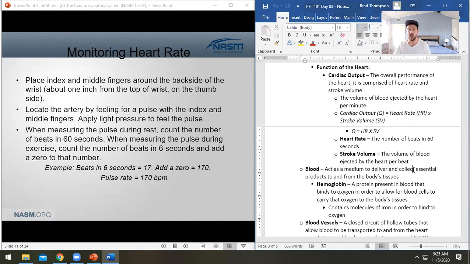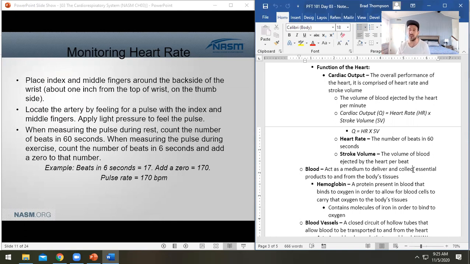So we would say that the person whose heart rate is lower has a stronger heart. They have a higher stroke volume. I can't measure their stroke volume, but I can measure their heart rate. And I know that their heart rate is a reflection of their stroke volume, right?